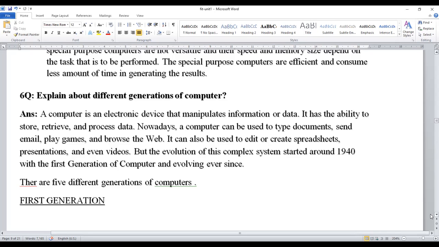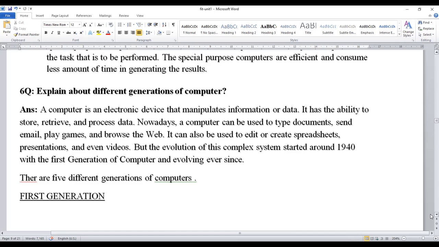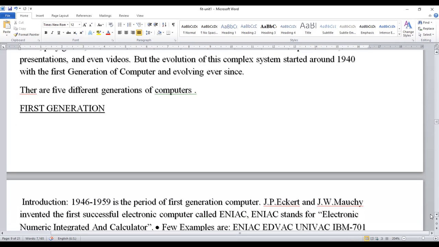A computer is an electronic device that manipulates information or data. It has the ability to store, retrieve, and process data. Nowadays, a computer can be used to type documents, send email, play games, and browse the web. It can also be used to edit or create spreadsheets, presentations, and even videos. But the evolution of this complex system started around 1940 with the first generation of computers and has been evolving ever since. There are 5 different generations of computers.